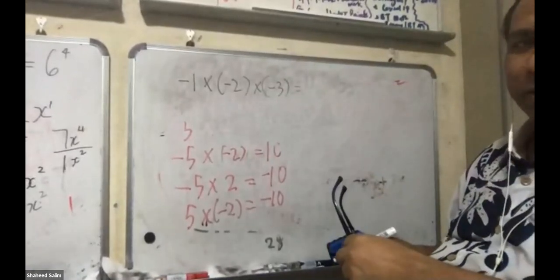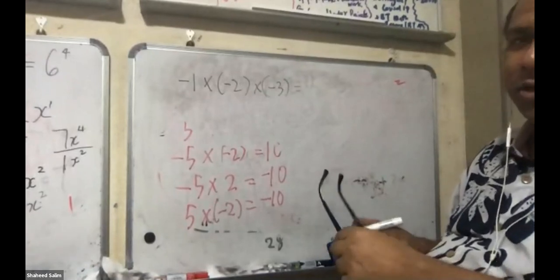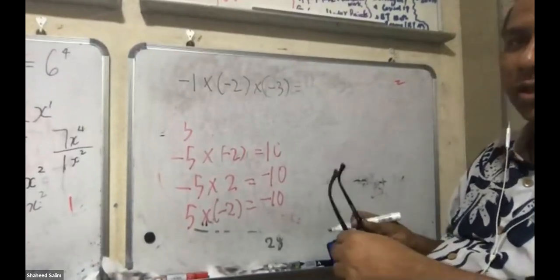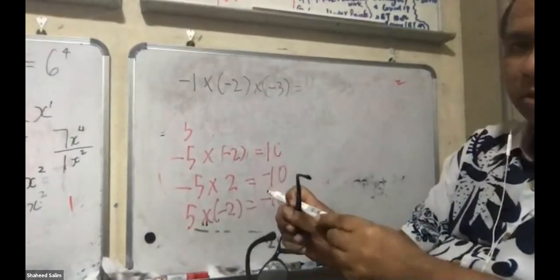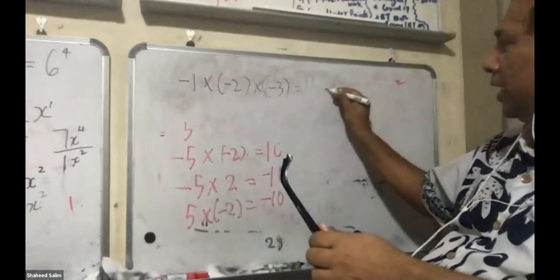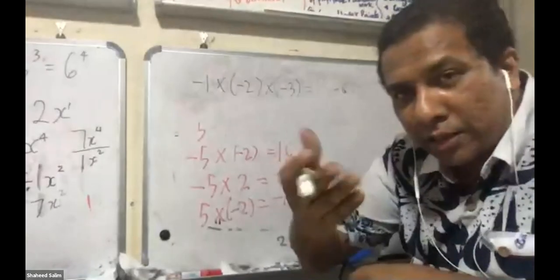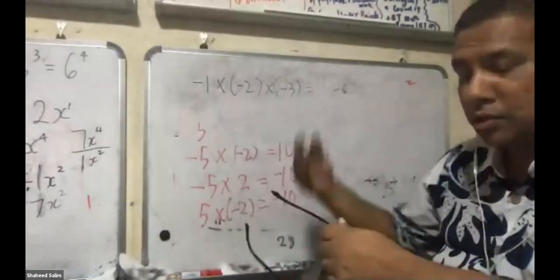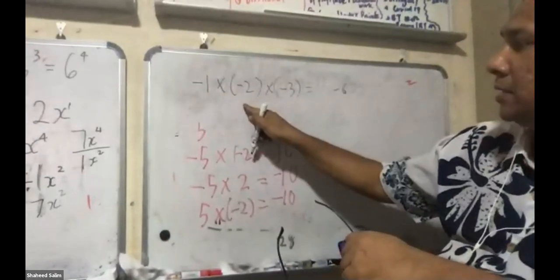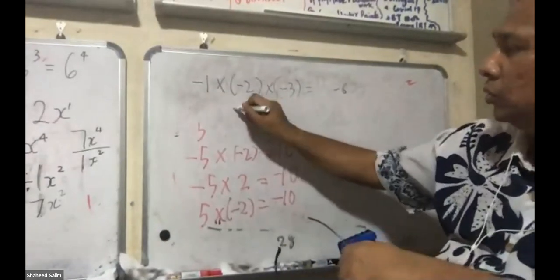Shafi'i, Ryan, Inshira. What's the answer? Inshira is stuck now, frozen. Mr. Freeze. Shafi said minus 6. Ryan, what do you say? Minus 6. So Inshira is frozen there. Inshira, can you hear me? Inshira is gone. Okay. So minus times minus becomes plus. 1 times 2, 2. So plus 2.